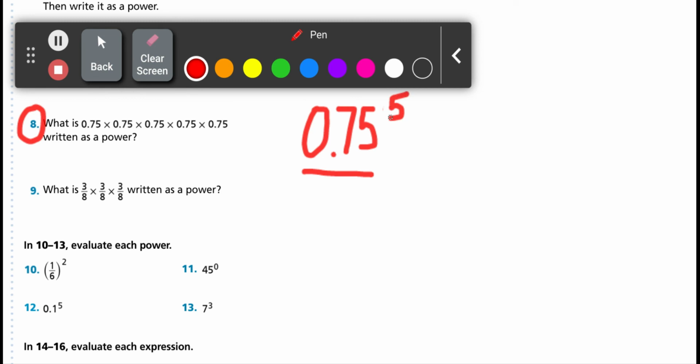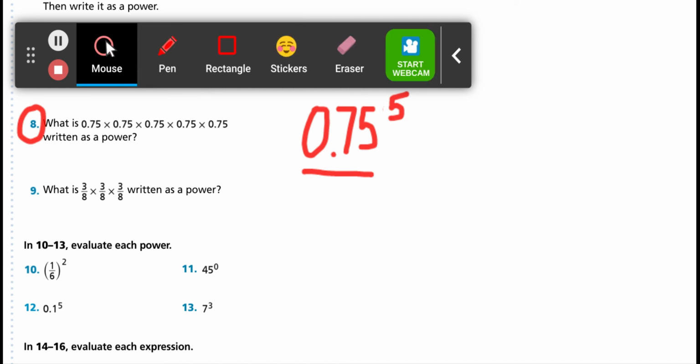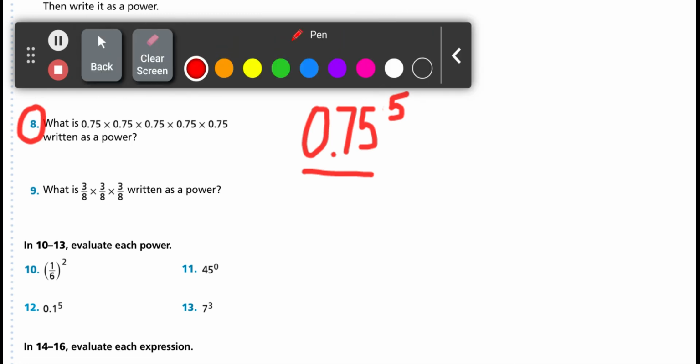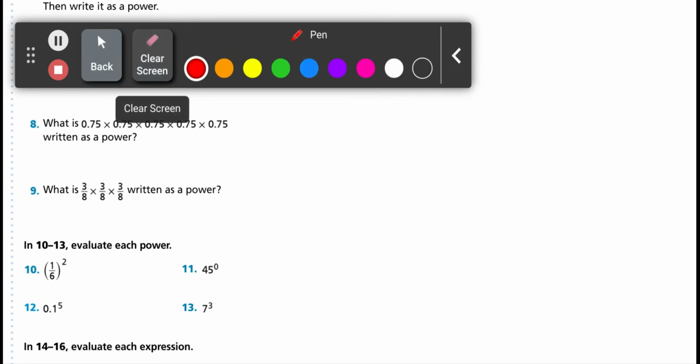It doesn't tell us to evaluate that expression. Let's do one more like this. Let's try number 9. Well, actually, this is like a little preview to tomorrow. What is 3/8 times 3/8 times 3/8 written as a power? Well, what would the base be? My base would be 3/8. And what's my exponent? How many times is that 3/8 repeating? 3 times. So 3/8 to the 3rd power.